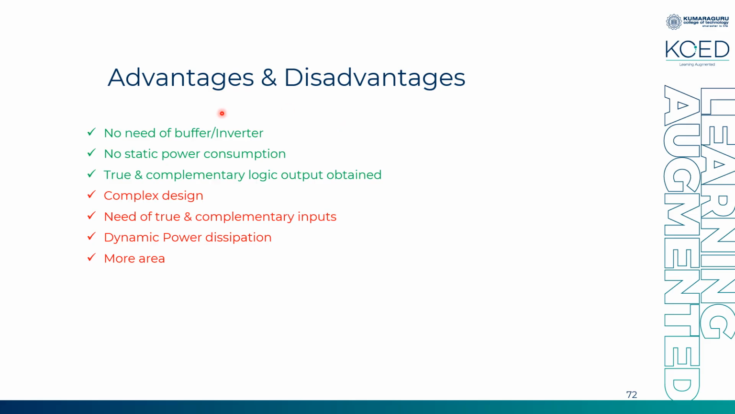And no need of a buffer or inverter. You have a well established PMOS load that will assist in giving a 0 as well as a 1. And there is no static power consumption. The reason is that you have no straight path from VDD to ground. At a time you have either the PMOS load or any one pull down network being active.